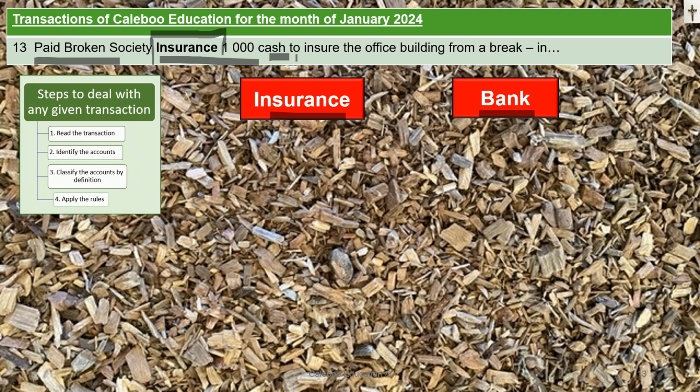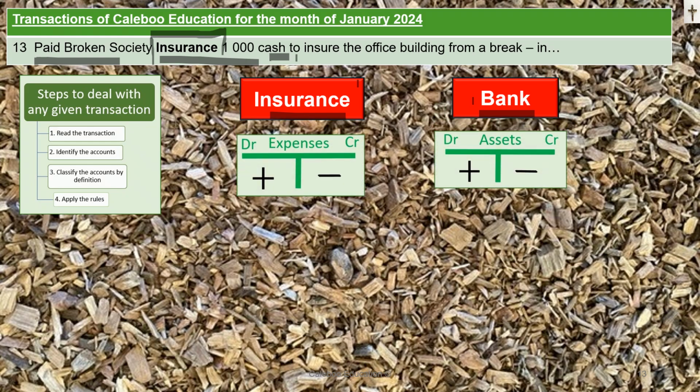The principle is the same. Increase in expense, debit. You could have had salaries and wages. You could have had packer material or stationery. And you paid for cash, credit bank, and debit insurance. Let's see why. Right, there's an increase in expense, and our bank balance has decreased.